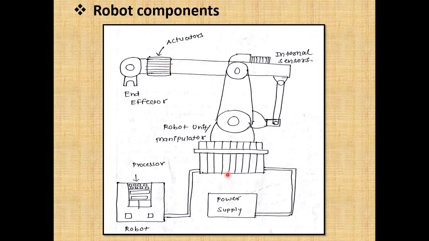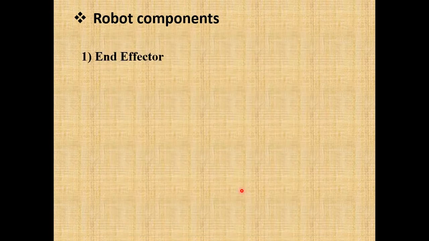So this is the figure I have drawn from one of the books, and it is very simple to understand. As you can see, the power supply is there, and a processor of the robot is there, and all this is known as a robotic unit. So the robotic unit consists of the sensors, actuators and effectors. Now we will study each and every part one by one.